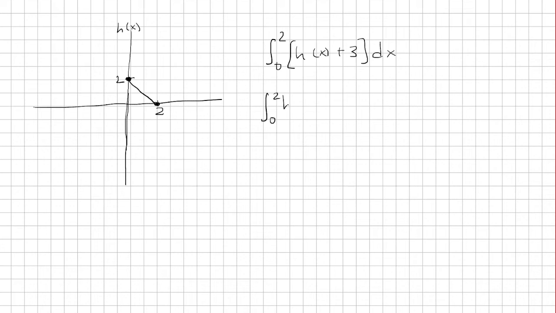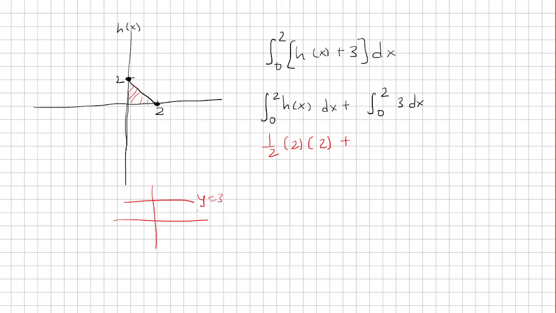So I can split this up into two separate integrals. Now I want to find the area from 0 to 2. So this is going to be this right triangle, base 2, height 2. So it's 1/2 base times height. Now this is just the function y equals 3 from 0 to 2. So find the area of this function from 0 to 2. That's a rectangle, base 2, height 3. That's obviously 6. So then we have the 2's are going to cancel. 2 plus 6 is 8.